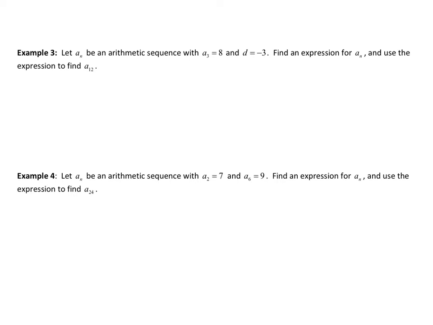So let's make it a little bit more complicated here. Example 3 says, let a sub n be an arithmetic sequence with a sub 3 equal to 8 and d equal to -3. First, find an expression for a sub n and use the expression to find a sub 12.